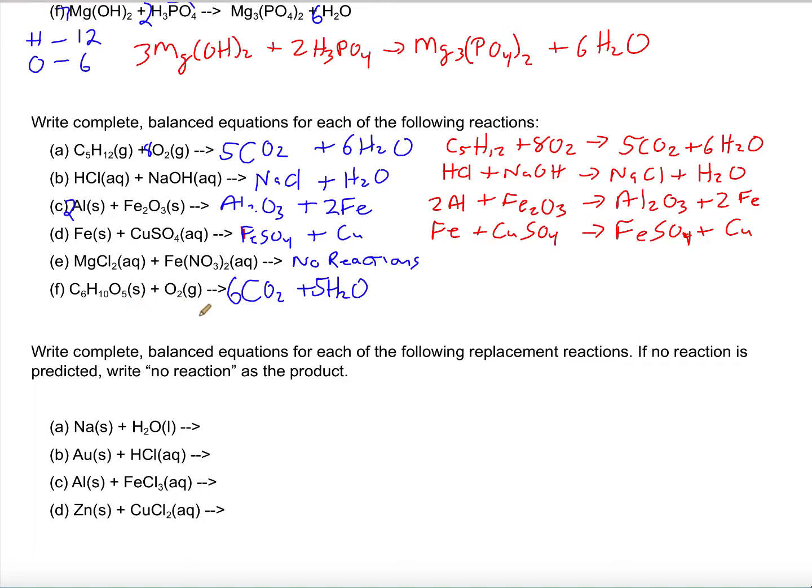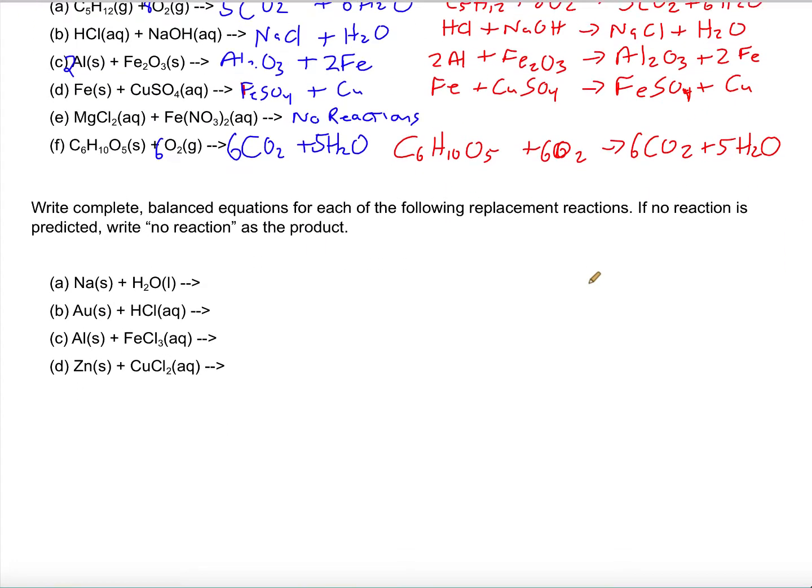Then we just got to make sure the oxygen's balanced. So on this side we have 5 oxygen and 12 oxygen, or 17 oxygen. There's 5 of them on the left. That leaves 12 more here, and that means we need a 6 coefficient here. And our balanced equation would simply read C6H10O5 plus 6O2 yields 6CO2 plus 5H2O.